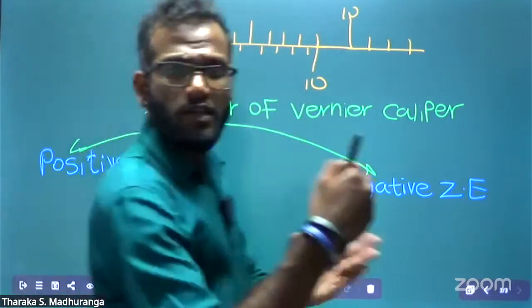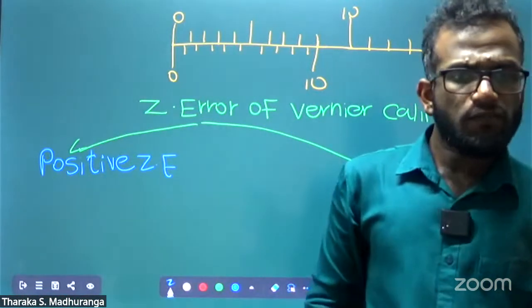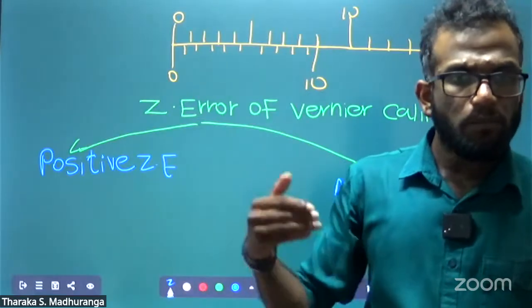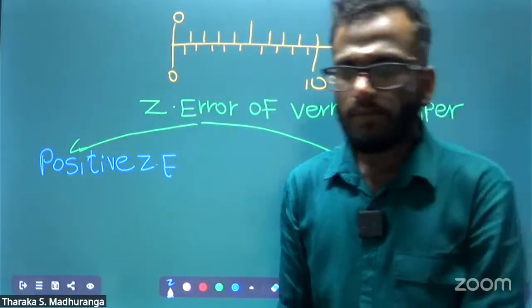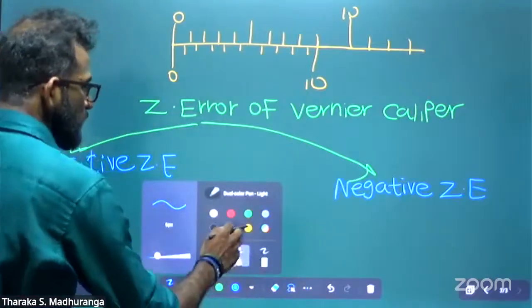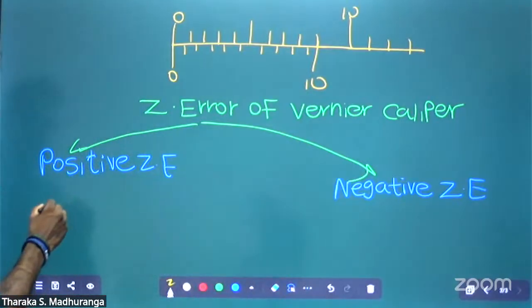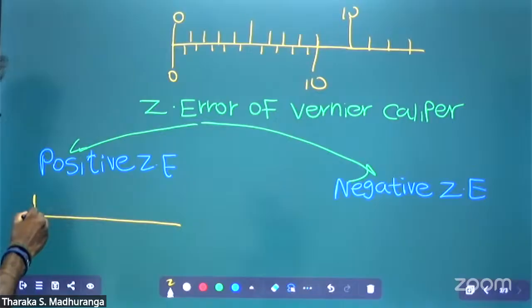Then what is the reason? Do you remember what's the reason for the positive zero error? What's the reason? Due to the vernier scale zero shifting to the right side.